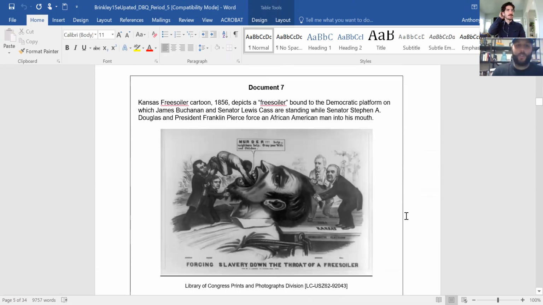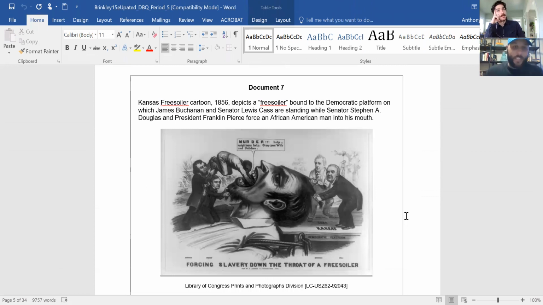And then this is the one I told my students. I said, this is normally on the exam, and here we go. This exact picture? Yeah. This is the Free Soiler cartoon. It's a very aggressive picture.